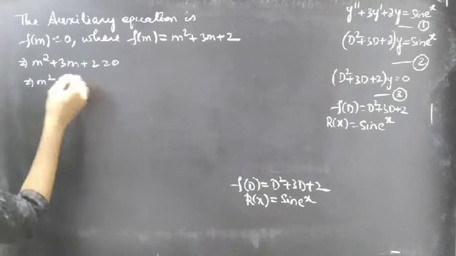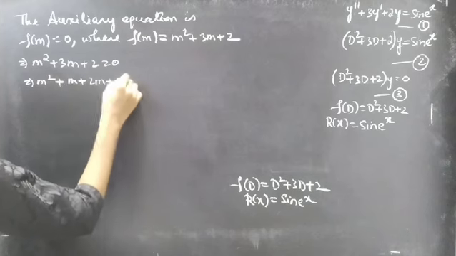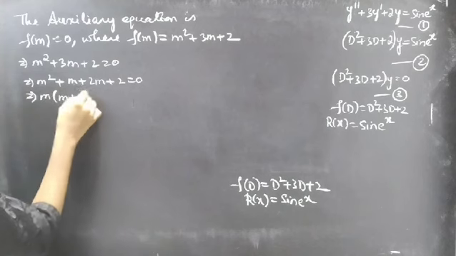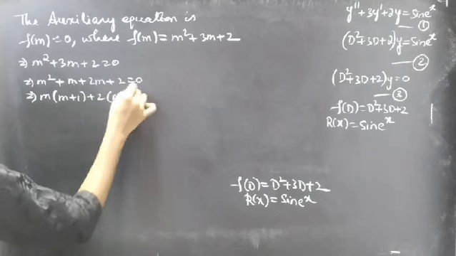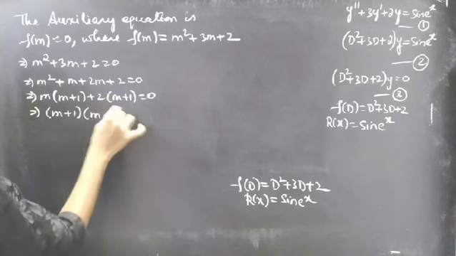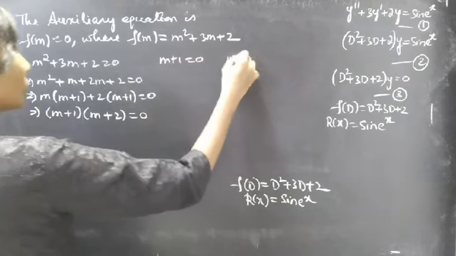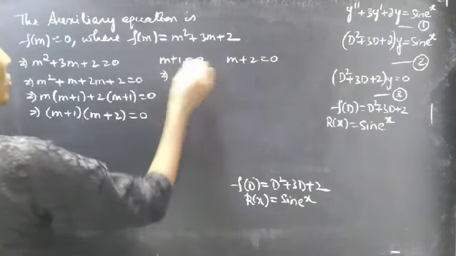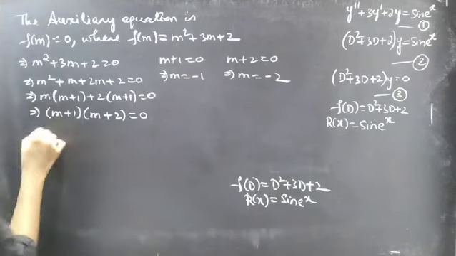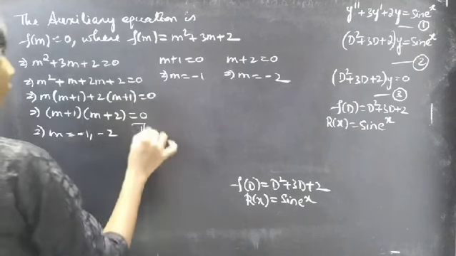Now we need to find roots of this equation, so we'll split 3m as m plus 2m: m square plus m plus 2m plus 2 equals 0. From this we'll take m common from the first two terms, we'll get m times (m plus 1), and take 2 common from the next two terms, we'll get 2 times (m plus 1) equal to 0. Now take m plus 1 common, we'll get (m plus 1) into (m plus 2) equals 0. Now equate each factor to 0. From m plus 1 equals 0, we'll get m equal to minus 1. From m plus 2 equals 0, we'll get m equal to minus 2. Then the roots are m equal to minus 1, minus 2, which are real and distinct.